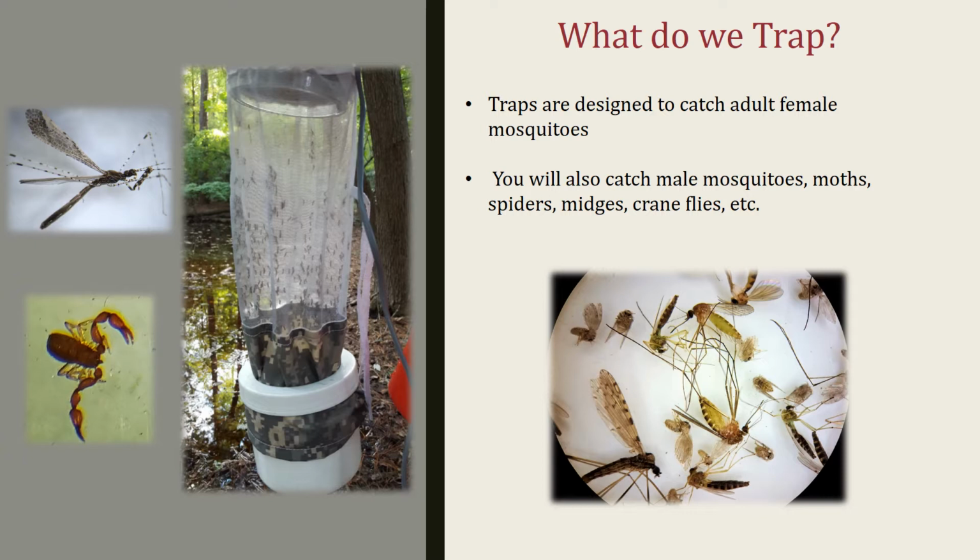Kind of in the middle here is a trap more on the full side of mosquitoes all around the netting. And on the bottom right, this is what we typically see in our gravid traps here in York County. You have some mosquitoes, but you have to pick through a bunch of these other insects to get to them.